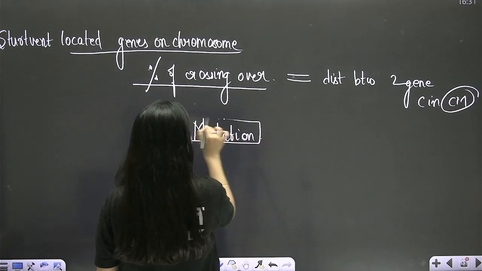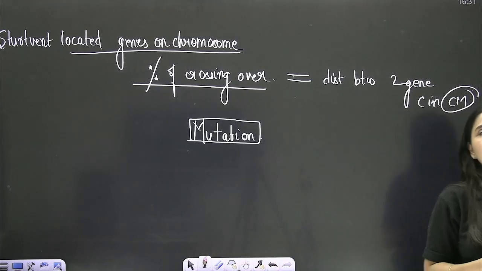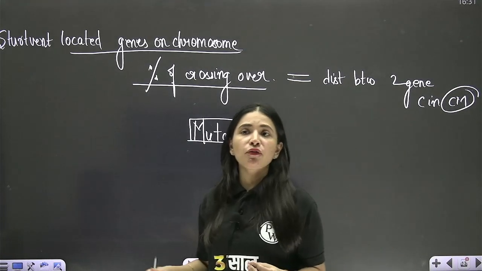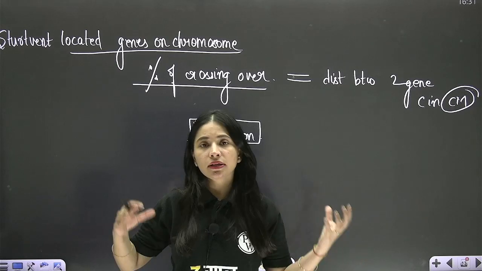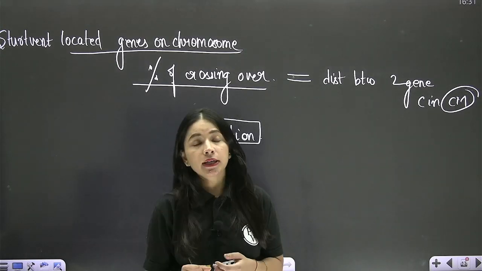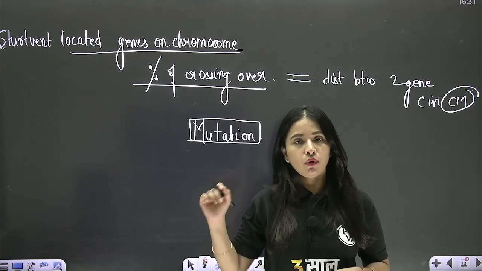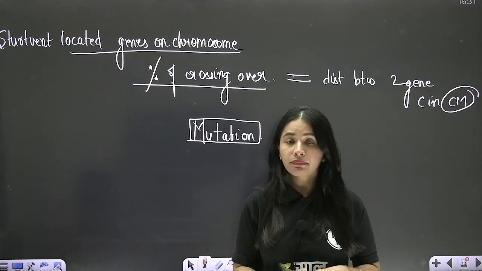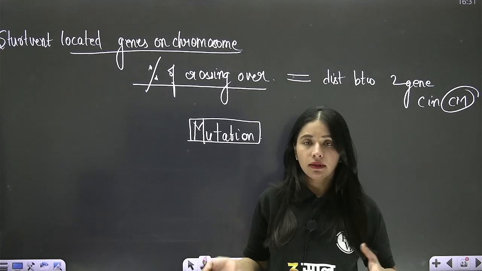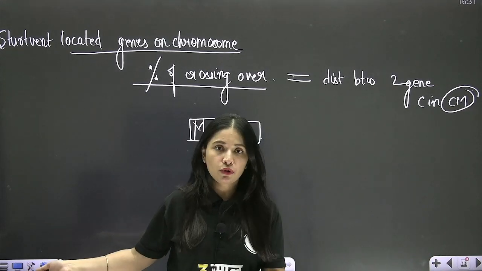So, how will you define mutation? Mutation is basically a sudden, maybe inheritable, maybe not inheritable, change in the genotype of an organism, because of which the phenotype of an organism also changes. The term mutation was coined by Hugo de Vries while working on Oenothera lamarckiana. Basically, mutations can be of three types: gene mutation, genomic mutation, and chromosomal mutation.